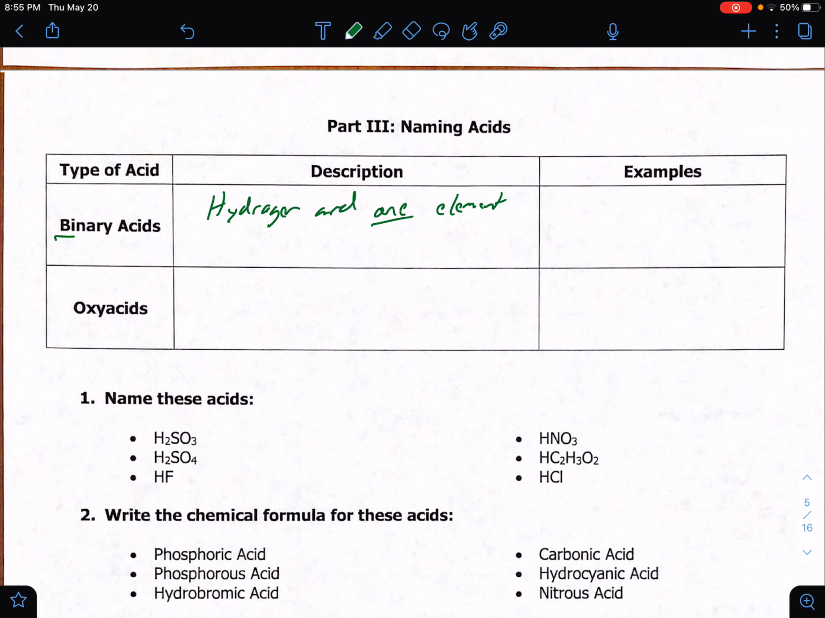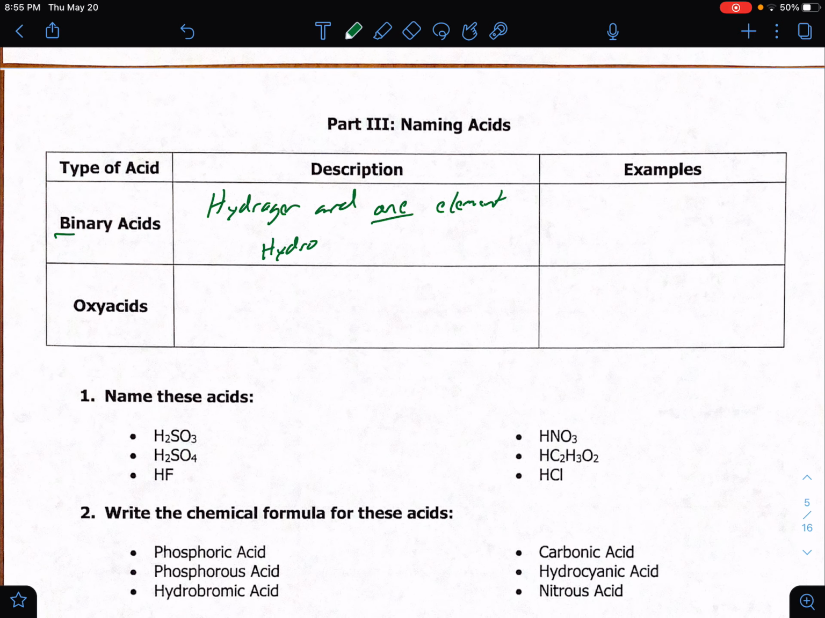Okay, we use the term hydro in the beginning. So the way I remember this is hydro equals no O. That means there's no oxygen present. So that would be something like HCl.